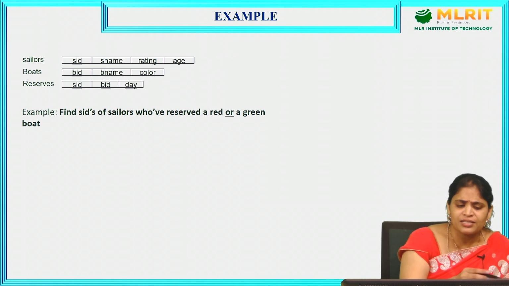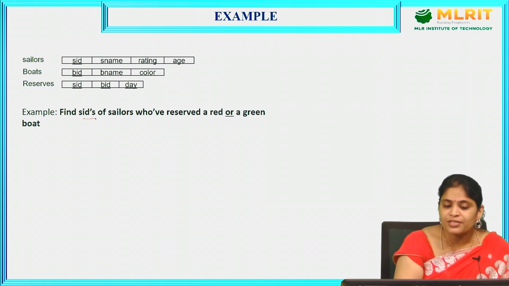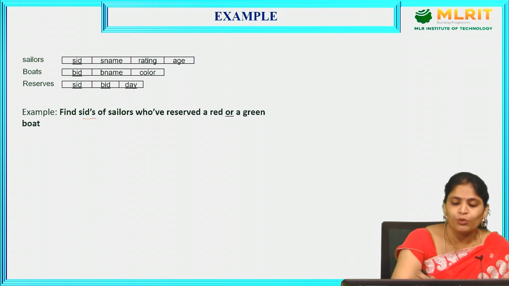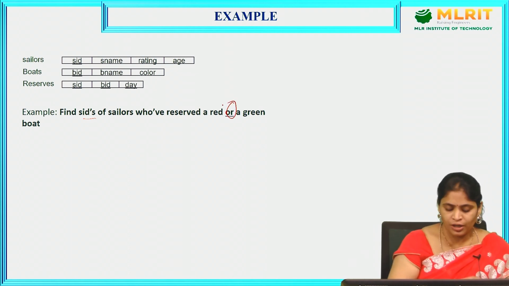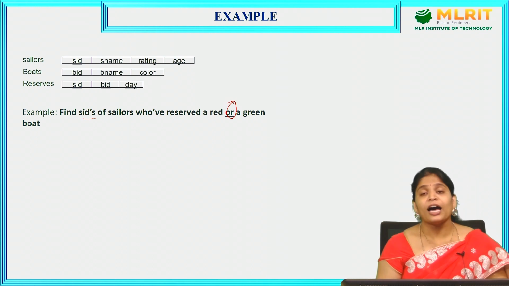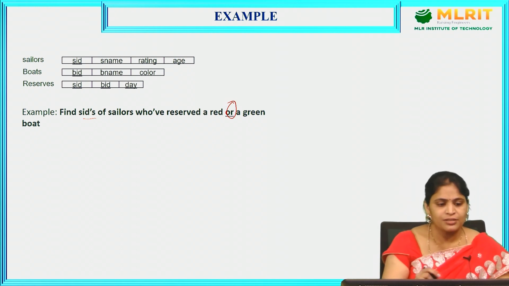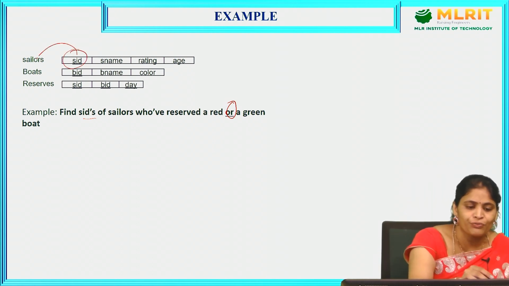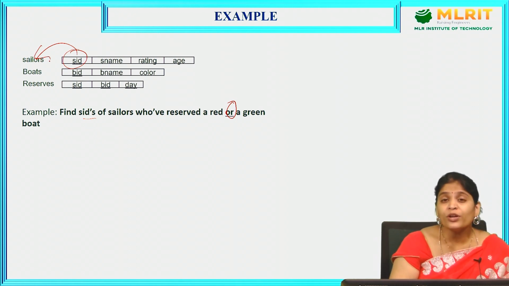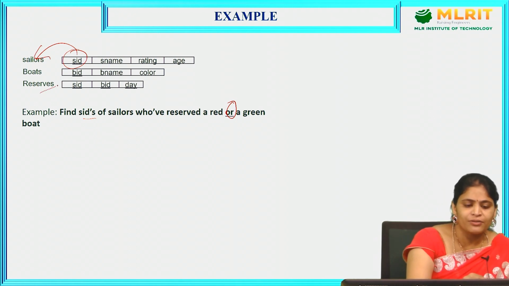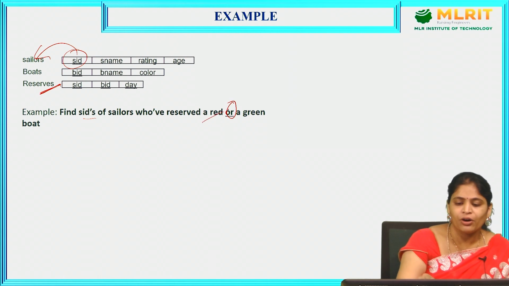Next, let us deal with an example. Find SIDs of sailors who have reserved a red or green boat. That is, I want the SIDs of sailors who reserved a red or green boat.